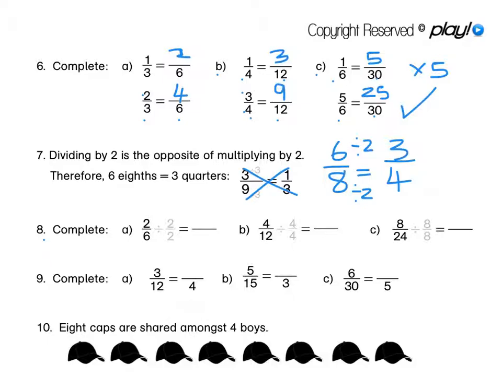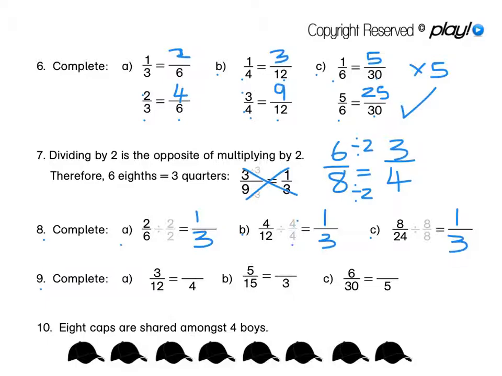So for 8a, divide the top and bottom there by 2, we get 1/3. For B, if we divide the top and bottom there by 4, we get 1/3 as well. And for C, if we divide top and bottom there by 8, we get 1/3 as well.